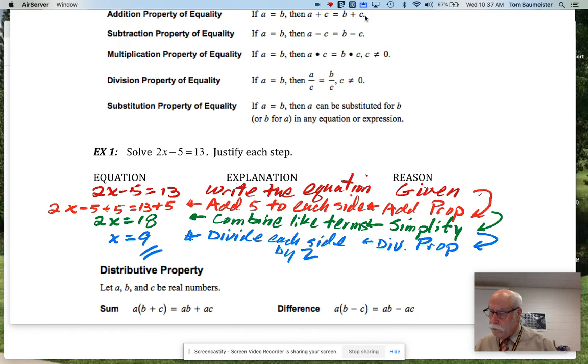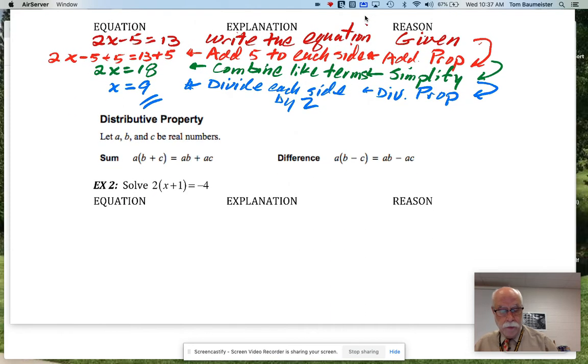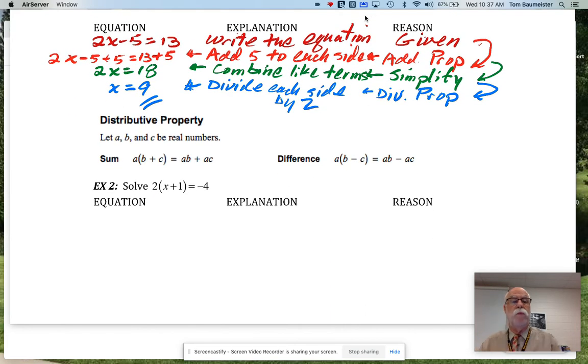All right. And then again, we know the distributive property. Let A, B, and C be real numbers. So we know that if we have A times, in parentheses, B plus C, we can distribute that A through the parentheses. So I'll have A times B, and then plus A times C. And again, we can do the same with subtraction. I'm going to multiply that A through the parentheses, and I'll get A times B minus A times C. Now remember, that means that they are real numbers.